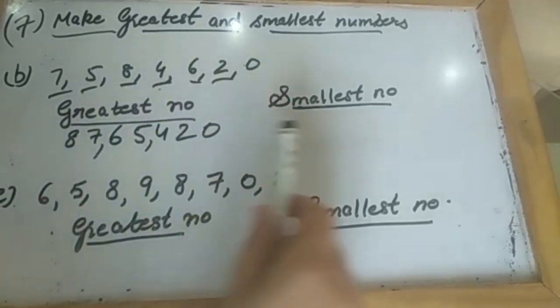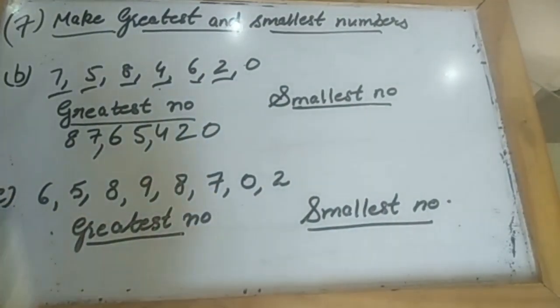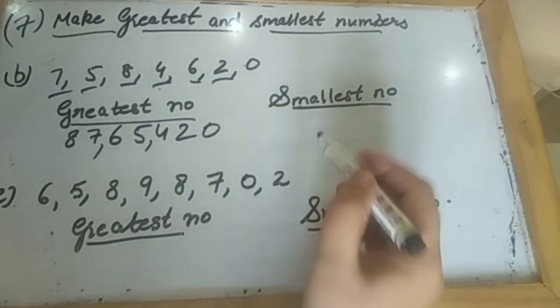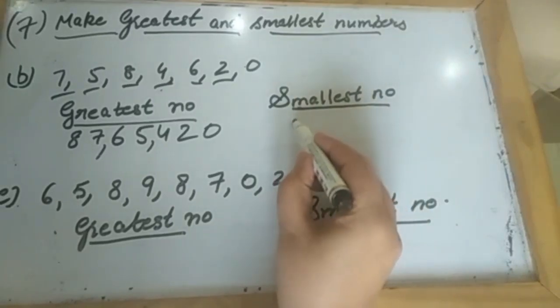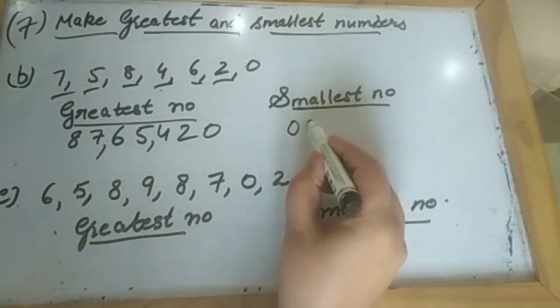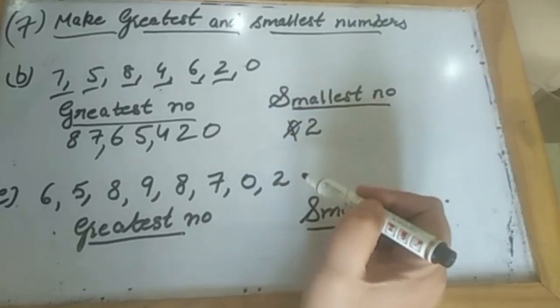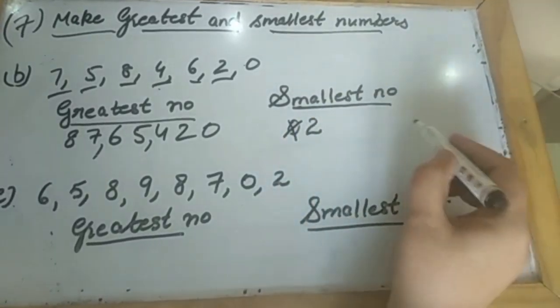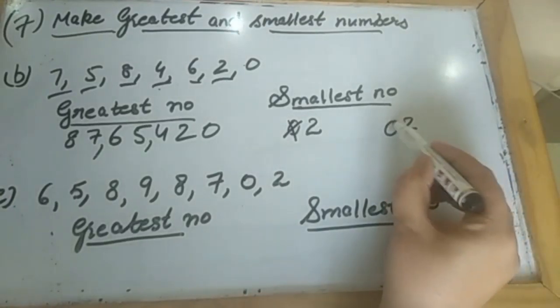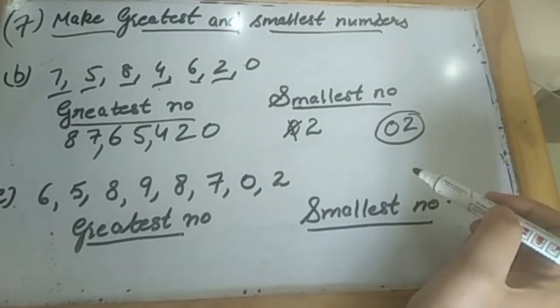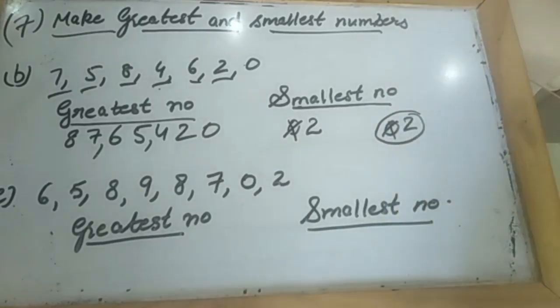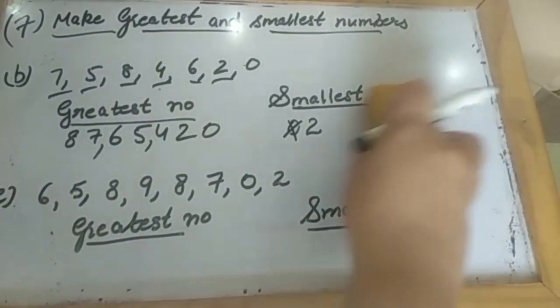Now to form the smallest number, I will write these digits in ascending order, starting from the smallest digit. And which is the smallest digit here? It's 0. And then comes 2, but this is incorrect. Whenever we have 0 in the beginning of a number, it does not have any value. So if I write only 2, or if I write 0, 2, this is 2 only. So 0 does not have any value in the beginning.